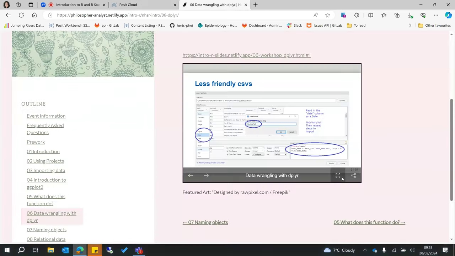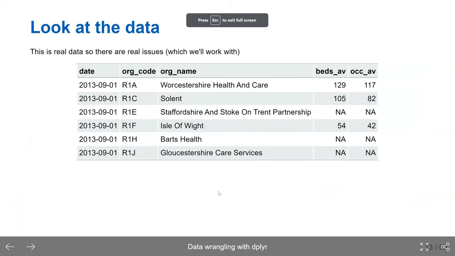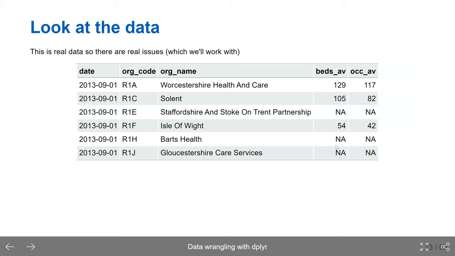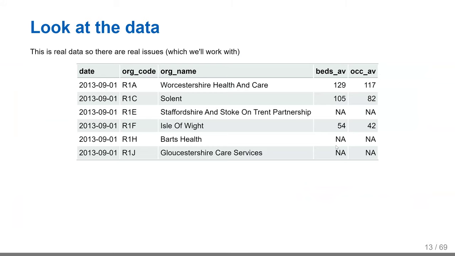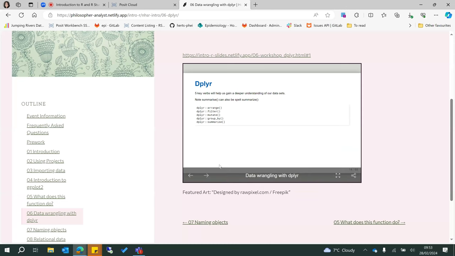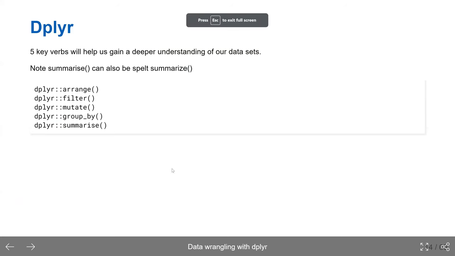Okay, let's see what's next. The data set should look like this. The last two columns do have some NAs. There's always going to be some missing data. That's perfectly fine. All right, any questions before we move on to the dplyr verbs? No? All right, we'll just crack on then.